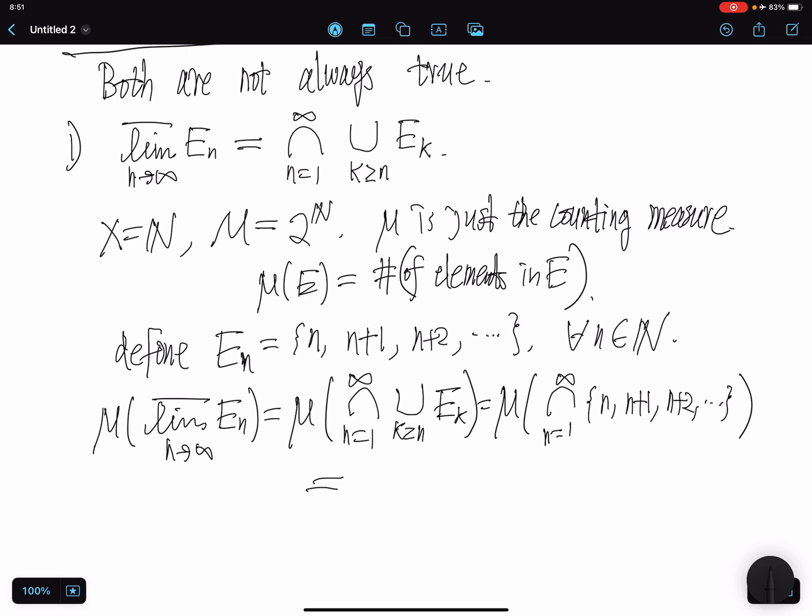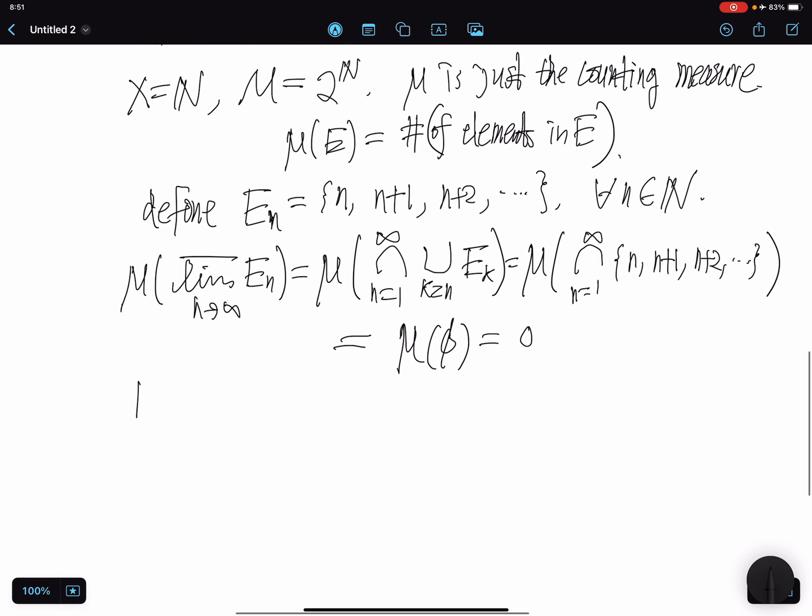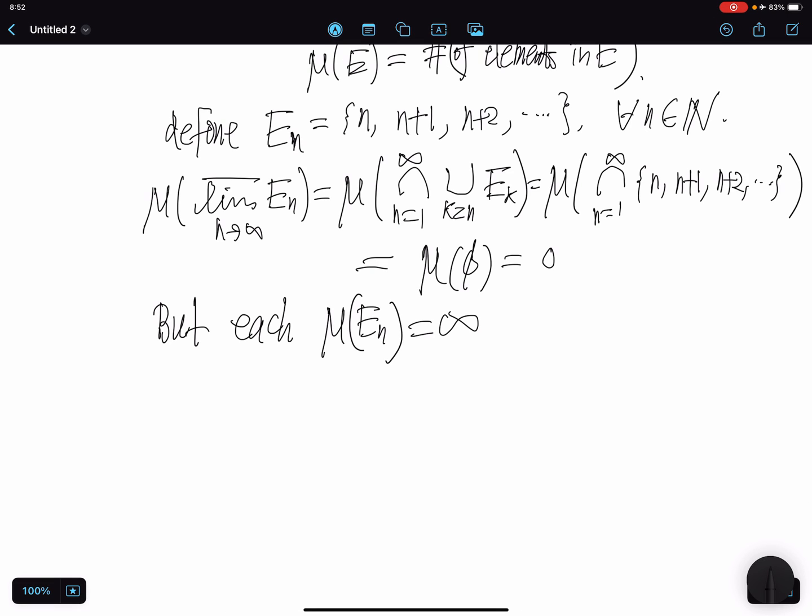And then the intersection of all of them, because this is decreasing, is actually the empty set. And then the measure is 0. But each E sub n has measure infinity, because there are infinitely many numbers in E sub n. So by the counting measure, it's infinity. So what does it give us? Infinity. And if you take the upper limit of this, it is also infinity.